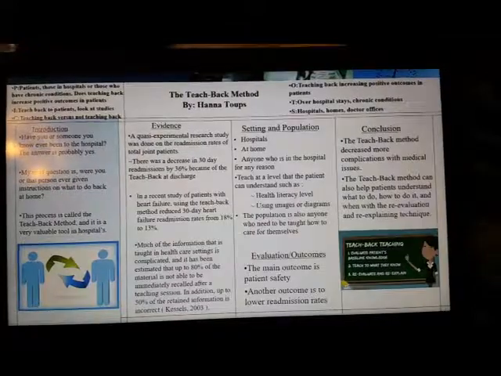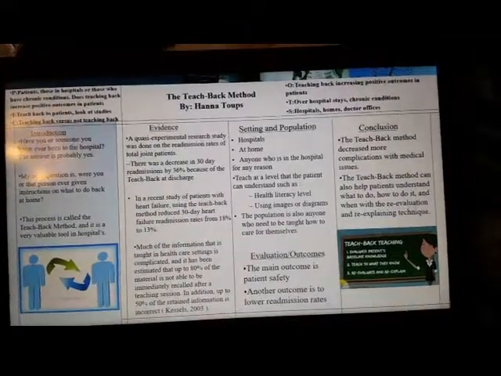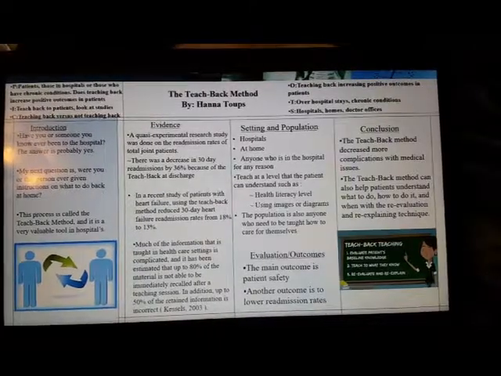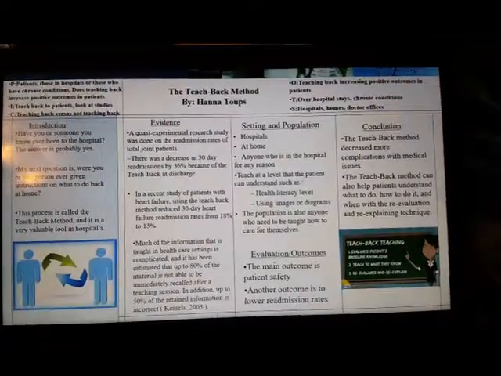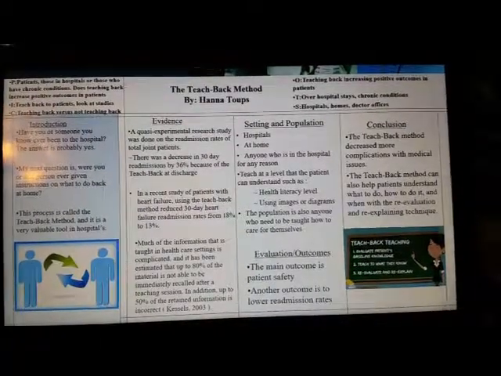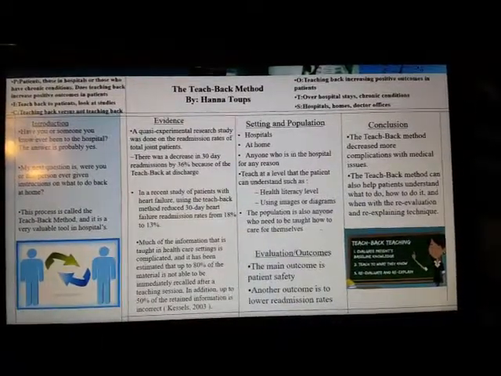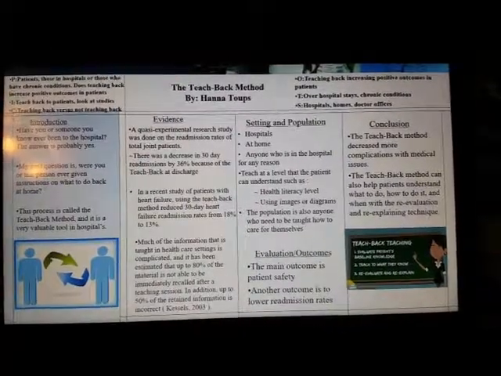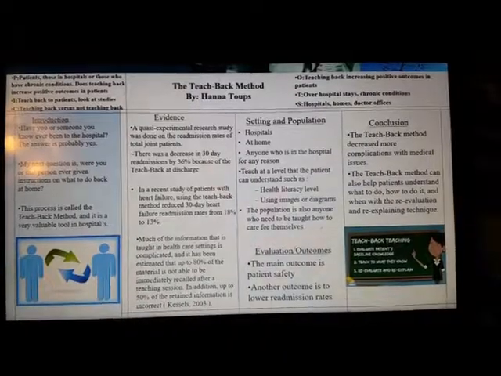The Teach Back method is whenever a patient is taught what to do to provide care for themselves at home, but then is required to teach back to the nurse or doctor to make sure they understood the information correctly. There is a quasi-experimental research study on the readmission rates of total joint patients.